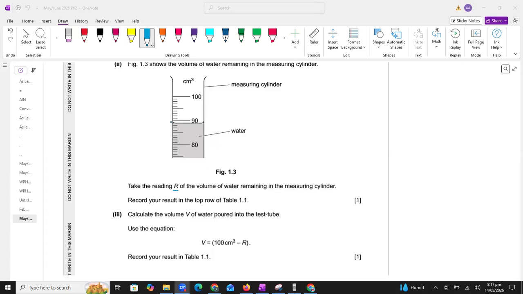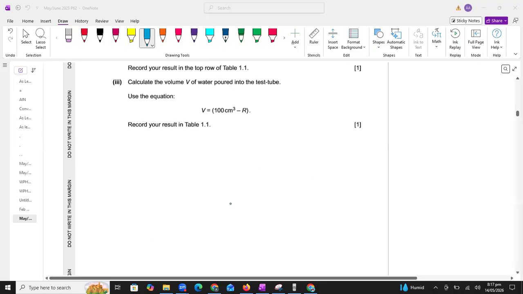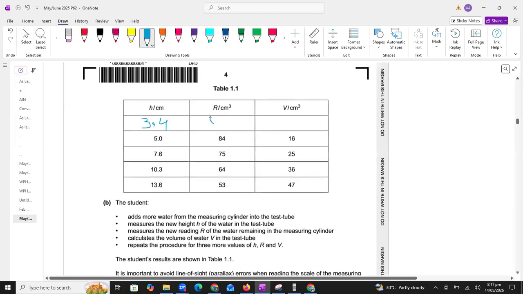But Suresh, I think you have made some mistake with this reading. Will we take the lower meniscus or upper meniscus, students? Because this is water, and we have to record the volume of water, that must be the lower meniscus. So we will record the lower meniscus reading. The lower meniscus reading is 89 cm³. Now they are saying we have to record this reading R in the top row of table 1.1. So let me write here that we are getting 89 cm³. This is the remaining amount of water in the measuring cylinder.